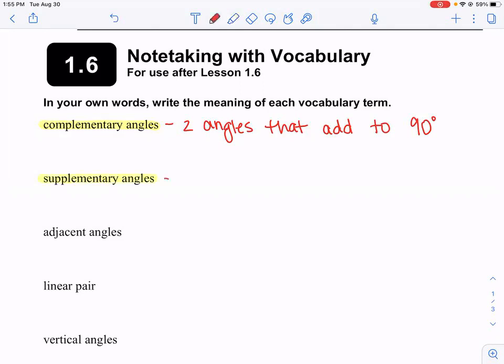Supplementary angles are two angles that, yes, Keegan, add to 180. Now, obviously, you all are struggling to remember which is which. I'll give you a little trick. They're in alphabetical order. Complementary is smaller. Supplementary is bigger.